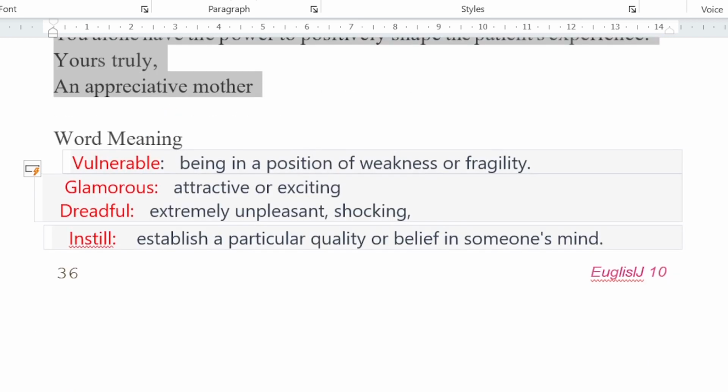Now let's see word meanings. Vulnerable: being in a position of weakness. Attractive: glamorous, that is attractive or exciting. Dreadful: extremely unpleasant, shocking. Instill: establish a particular quality or belief in someone's mind.